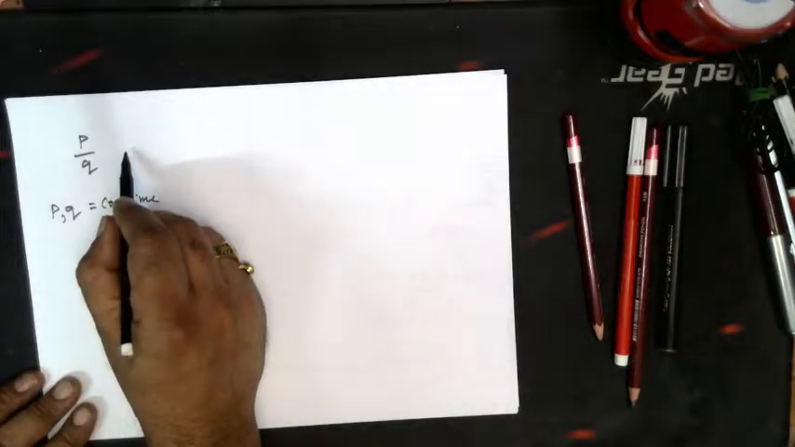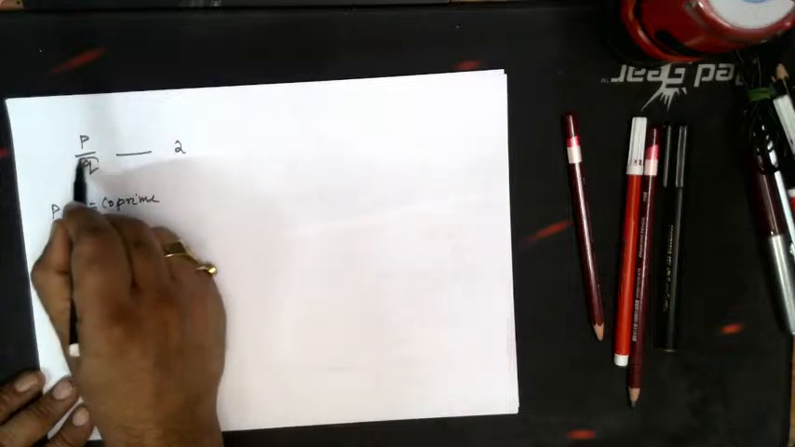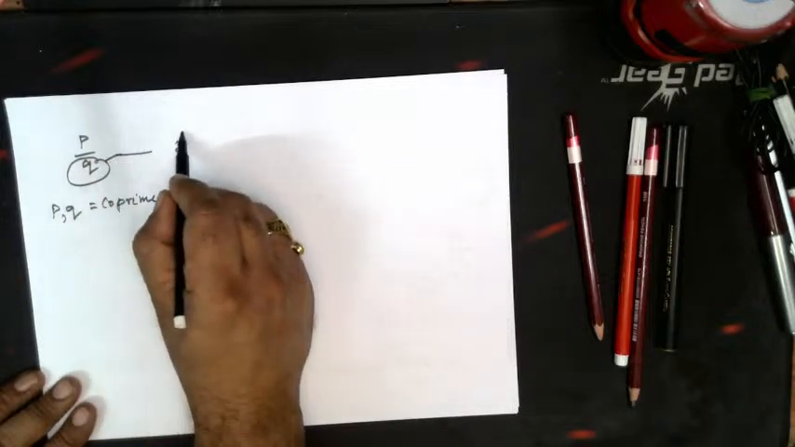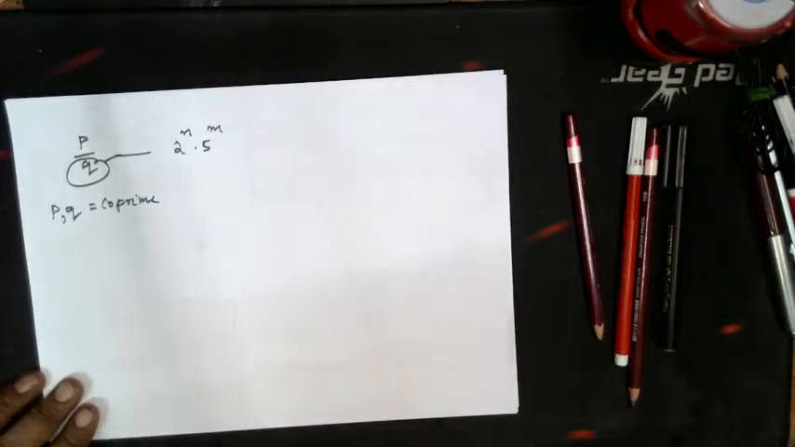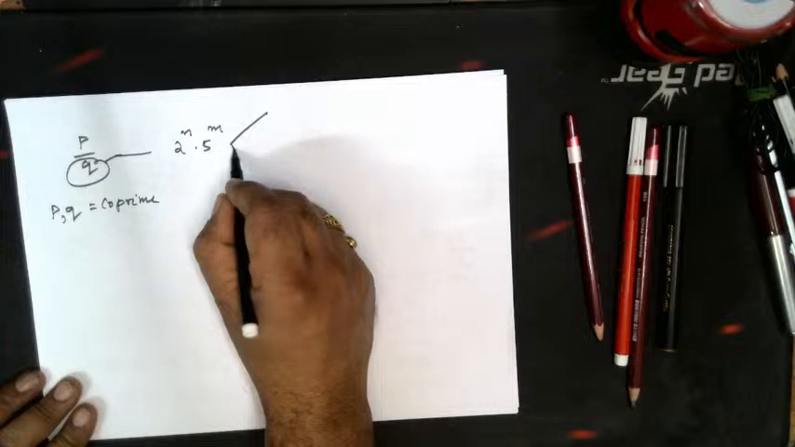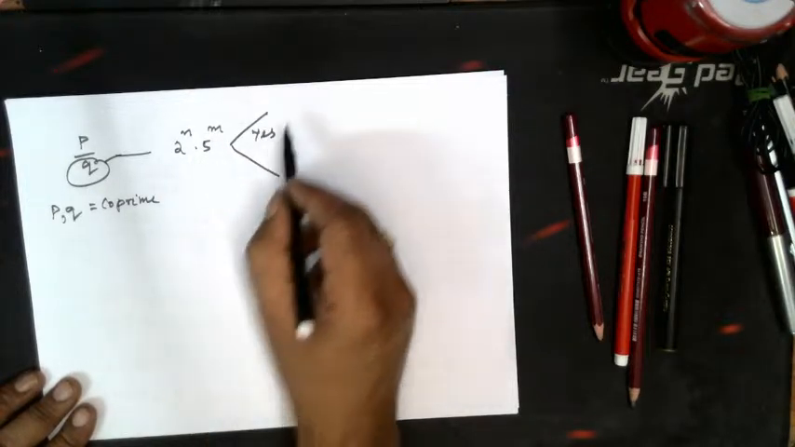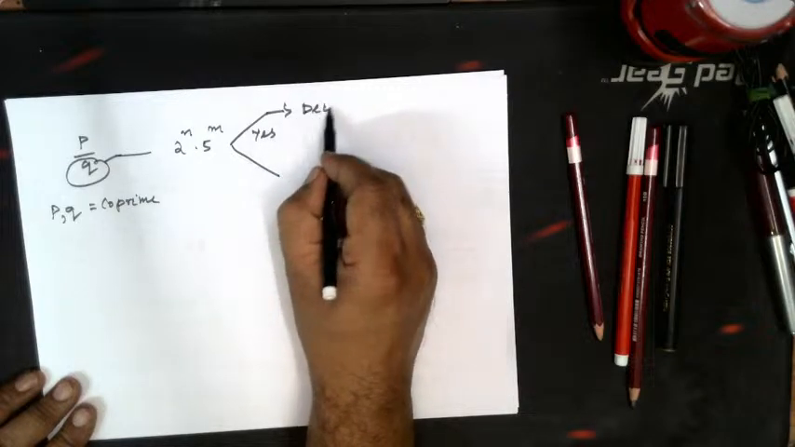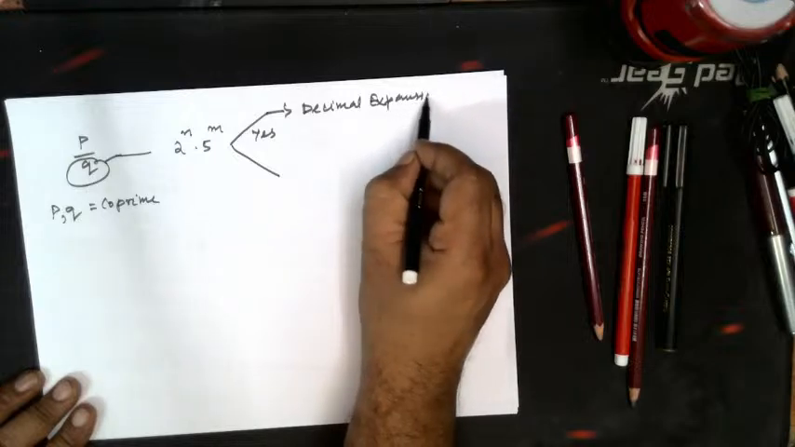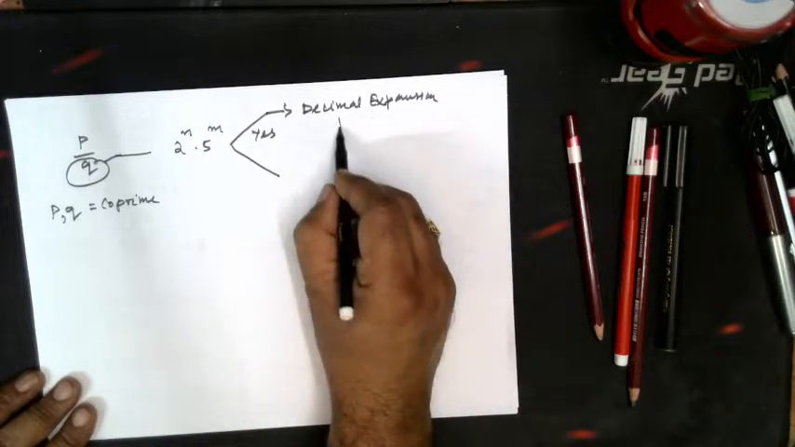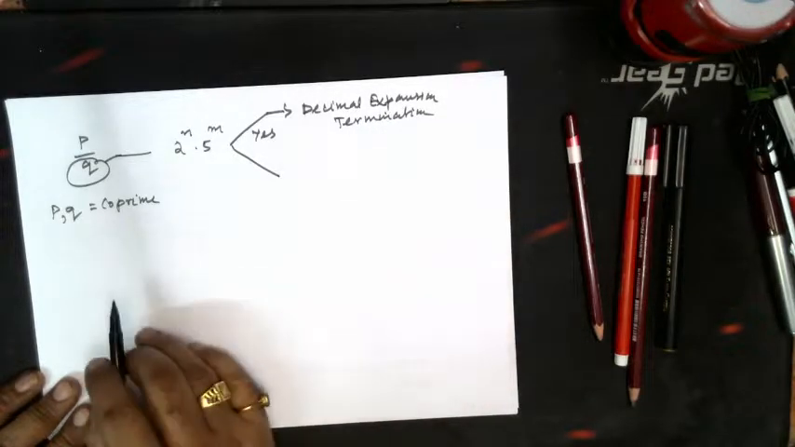Now, let us have, particularly this Q should be in the form of 2 power n into 5 power m. So you have to convert in this way. Now if it is in this form, let us say yes, means you will have decimal expansion. Take down decimal expansion. So the decimal expansion is terminating. So when it is terminating, it should be a rational number.